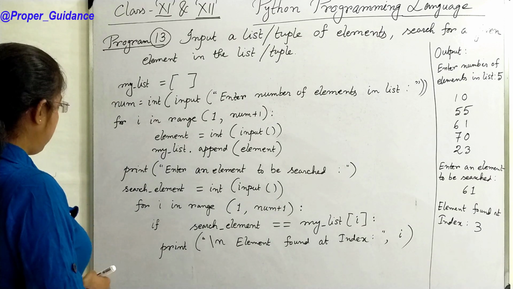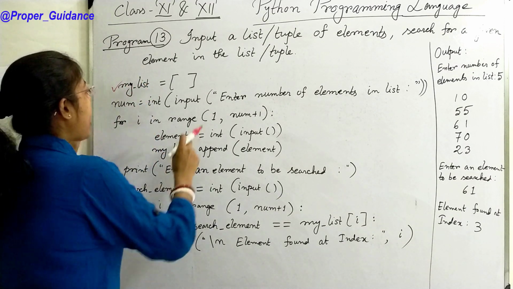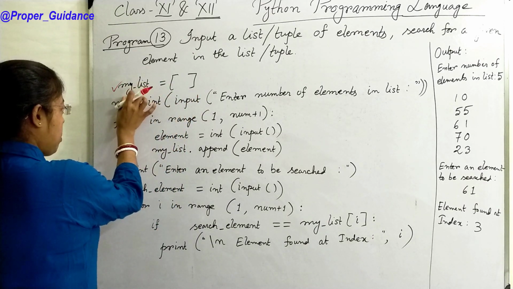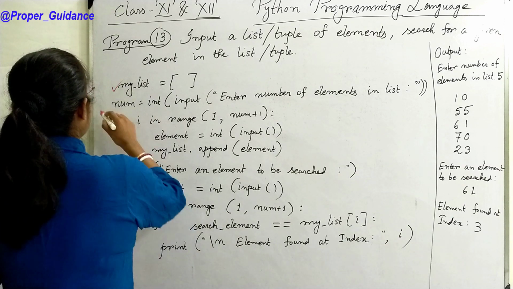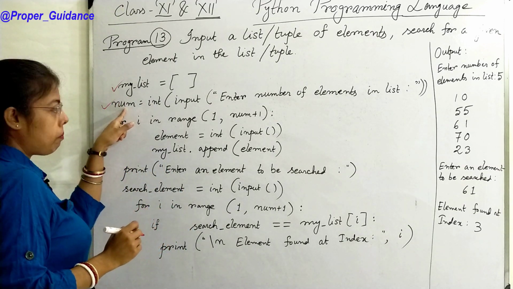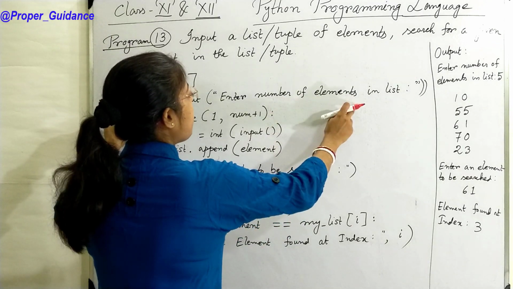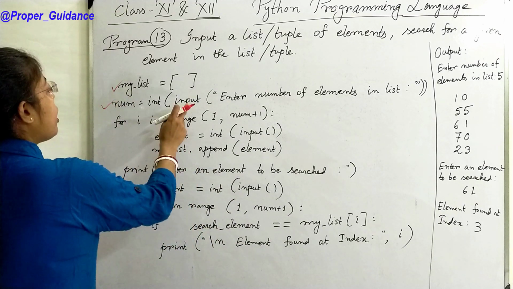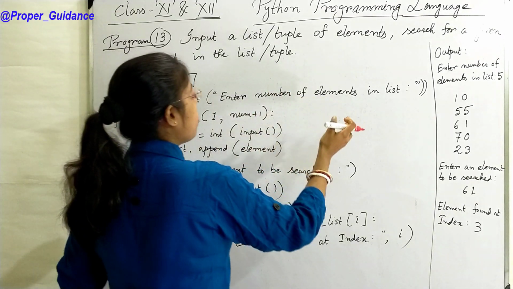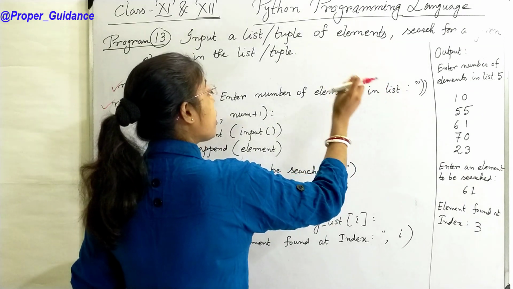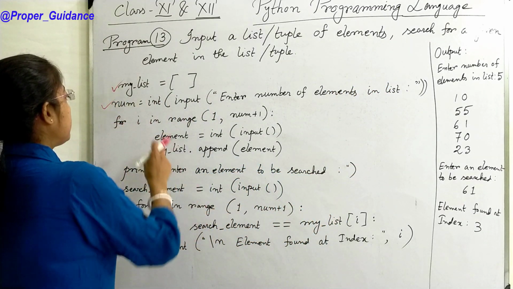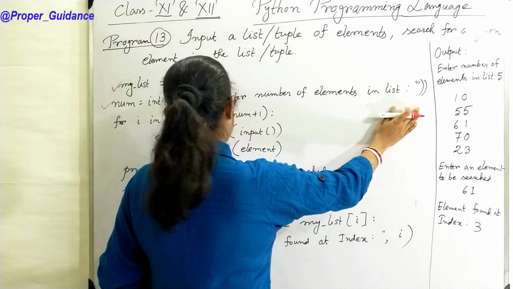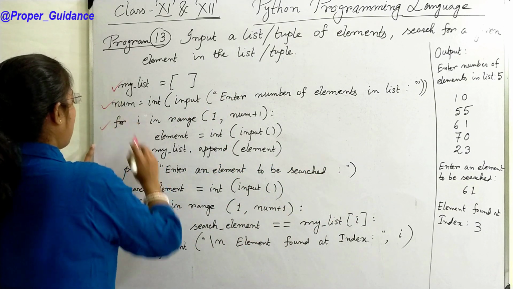Here is the variable for list. First one is my list, and this is the variable created for list, and the name of the variable is my list. After that, there is another variable num. This is for the number of elements to be taken in the list by user input. So the method is the input method, and whenever we give some integer value, we have to mention the data type here as int. Input: enter number of elements in list. Okay. After that, we use a for loop.